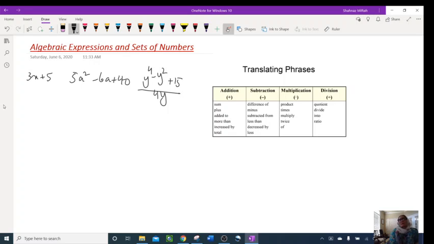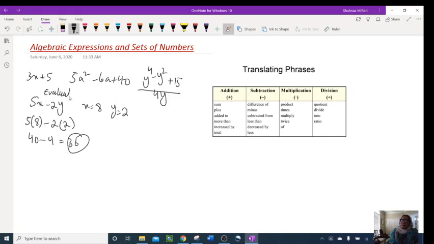How do we evaluate an algebraic expression? This is just a review, and I want to make sure that you know the vocabulary words. I have 5x minus 2y when x is equal to 8 and y is equal to 2. All you have to do is substitute 8 for x and 2 for y. 5 times 8 is 40, 2 times 2 is 4, and I got 36. So if the question is asking you to evaluate, it means they are looking for a value.